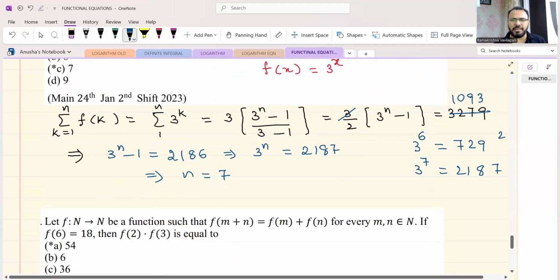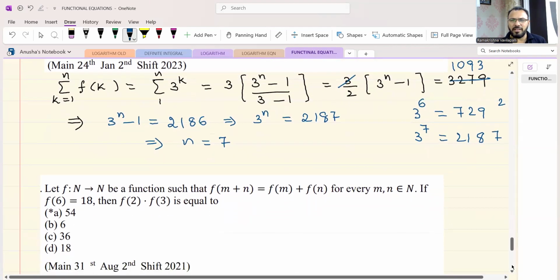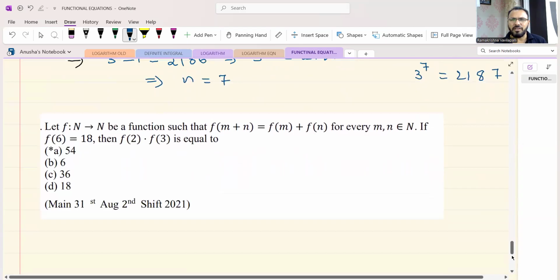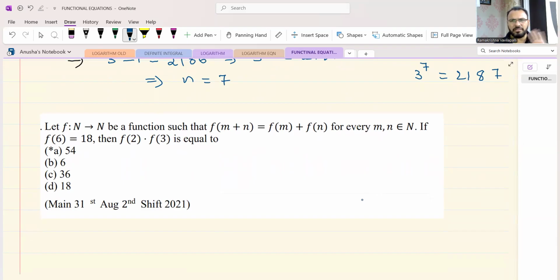And one more question of previous JEE Main on functional equations. We have done product to sum, and sum to product we did. Here it is sum to sum. So here f of x equals kx. This is Cauchy's functional equation, f of x equals kx.